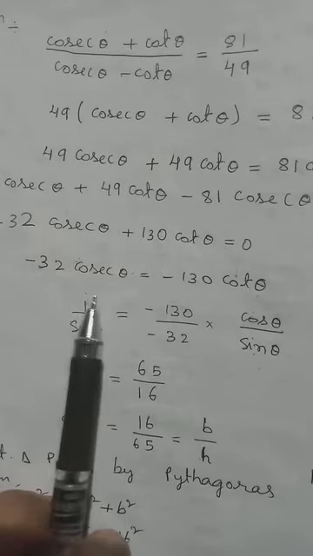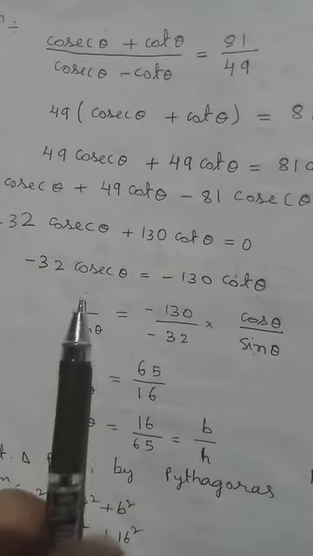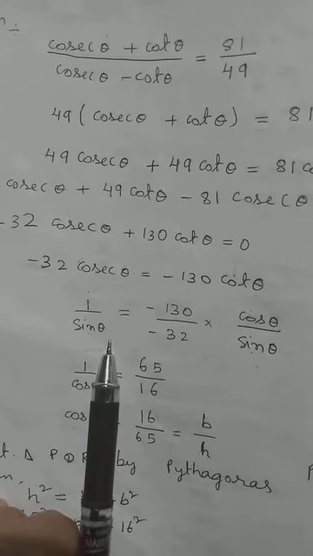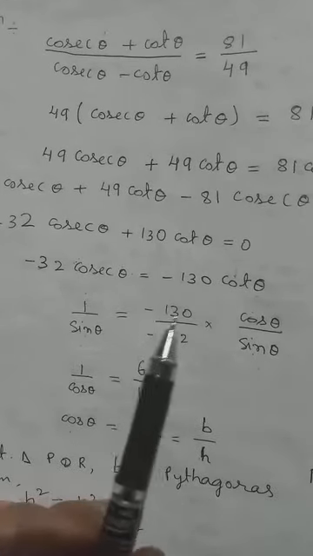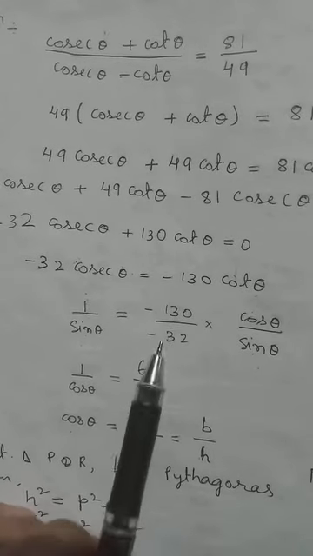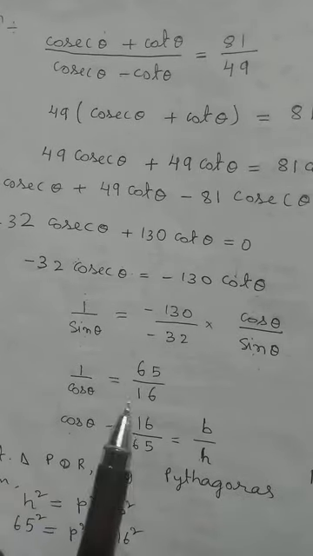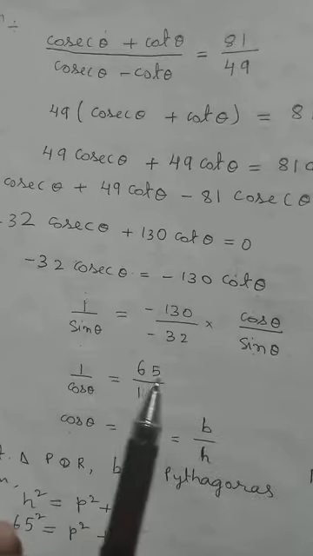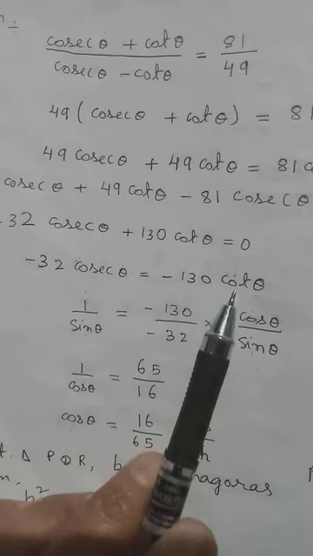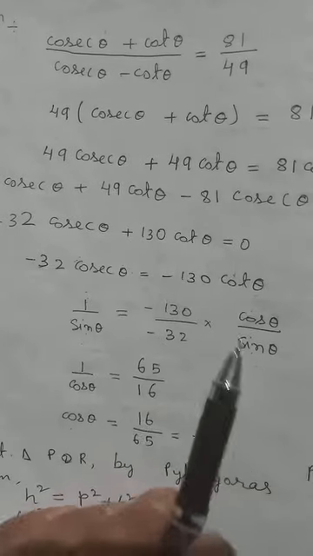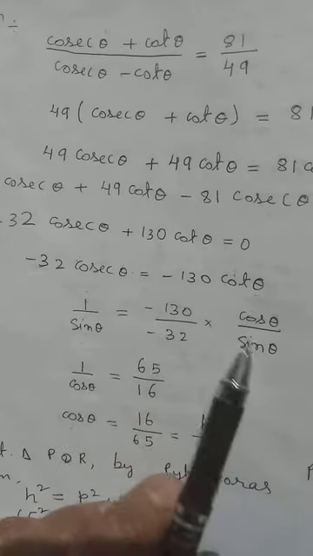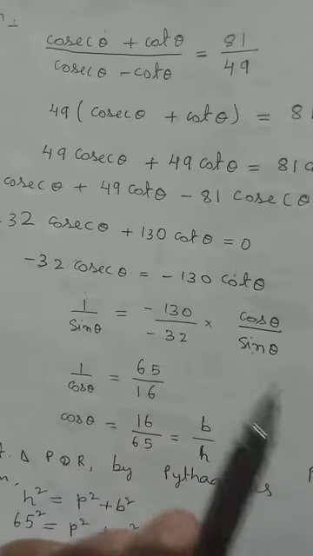We use the relation cosec theta is equal to 1 by sin theta. Then here minus minus we can cancel. Since both are even numbers, we can divide by 2: 2 into 16, 2 into 65. Then again the relation, cot theta we have cos theta by sin theta. This is a formula.